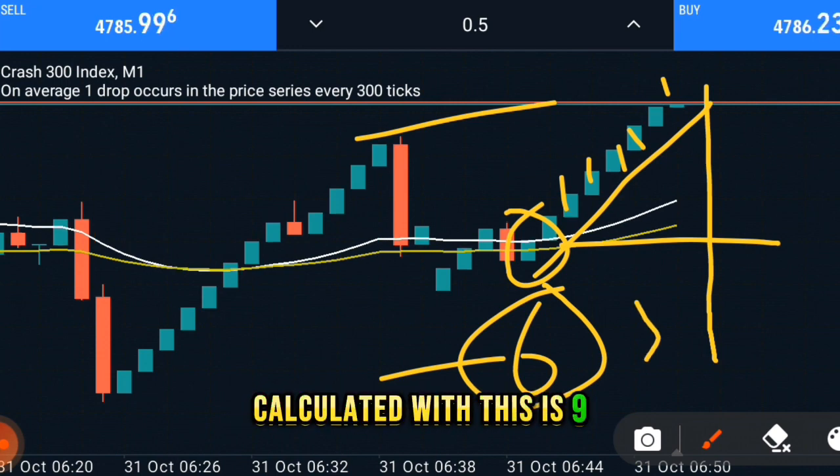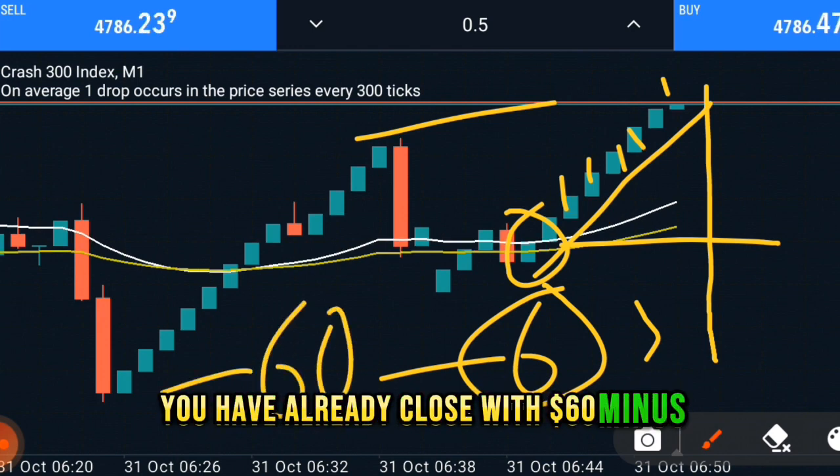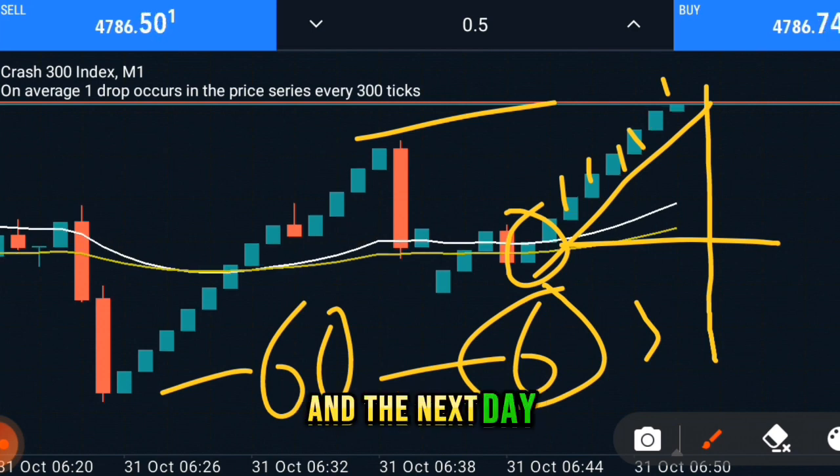Calculate it with this. It's 9. When you keep doing this thing, at the end of the day, it will surprise you that you have already closed with $60 minus, which is loss. Out of your $200 or $300, 60 is gone. And the next day you'll be afraid to enter.